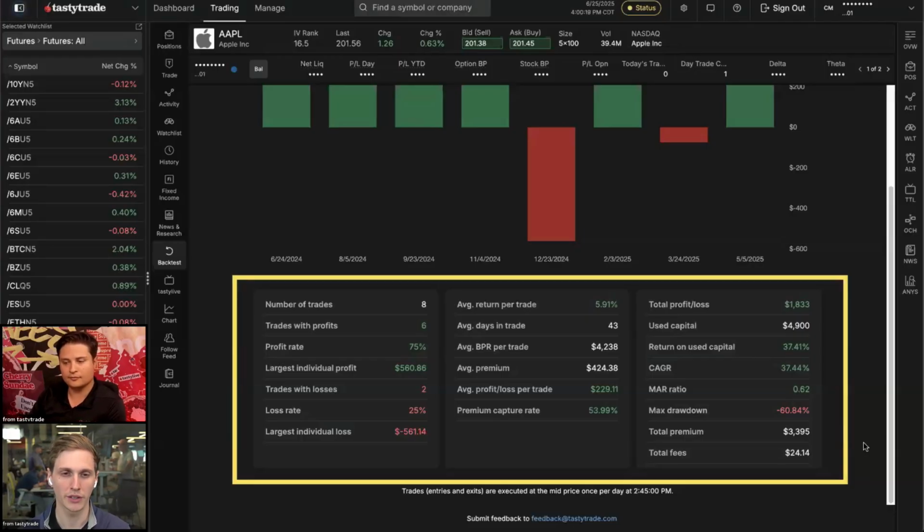Exactly. So a great breakdown on all the individual metrics. Again, you're able to see a little bit granular on your actual profit rate out of all the trades you had, largest individual loss, the amount of buying power used, all that jazz. So it's a good breakdown down here.